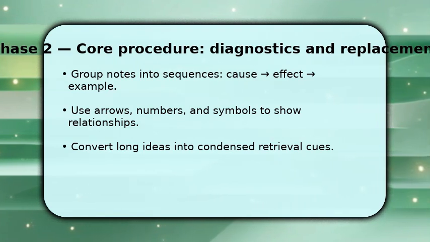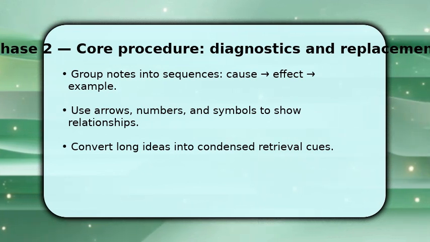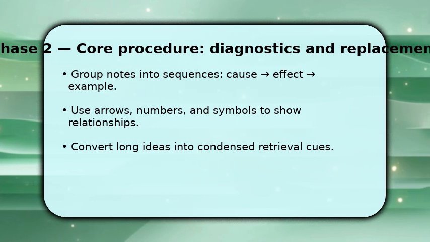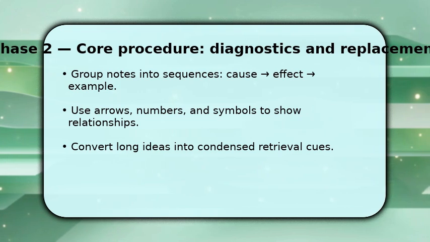Arrange them in logical sequences, cause then effect then an example, because ordered cues trigger chain recall. Use arrows, numbers, and symbols to indicate directionality and priority. This visual grammar speeds retrieval. Once grouped, convert long explanations into condensed retrieval cues that make you reconstruct the full idea.